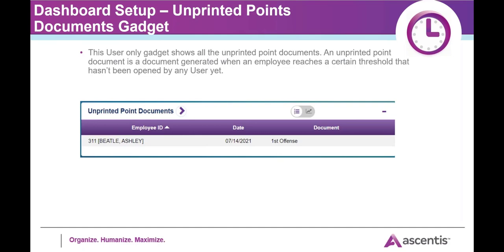The unprinted point documents just means that Ashley has a new document here that nobody's looked at yet. So someone needs to come in here and run it and review it to make sure that the communication happens. Once you click on an option here, so if I were to click on this line item and look at the report, it would disappear from this gadget.